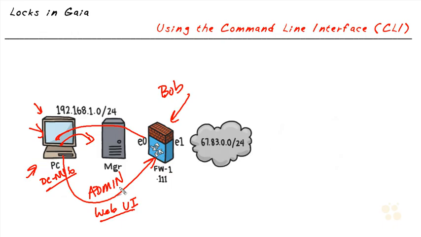So for the demonstration, we'll go ahead and connect via admin that way, and then we'll connect via Bob. And we'll take a look at the locks that are in place and also how to override those locks in the event that Bob needs to remove the lock that admin currently has on the system so Bob can do more work right there at the CLI.